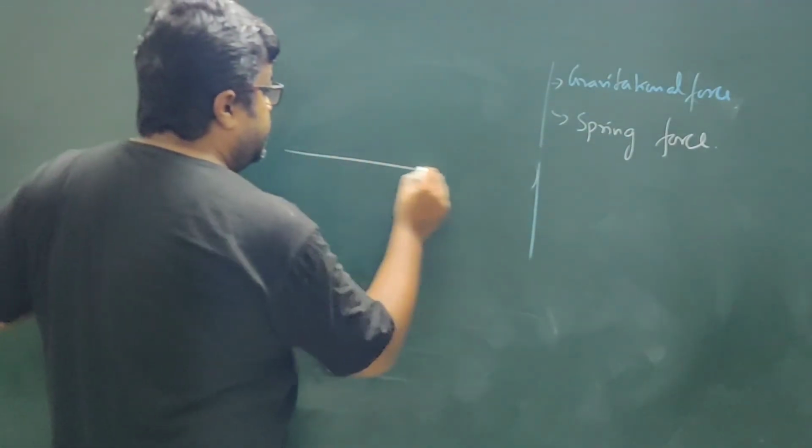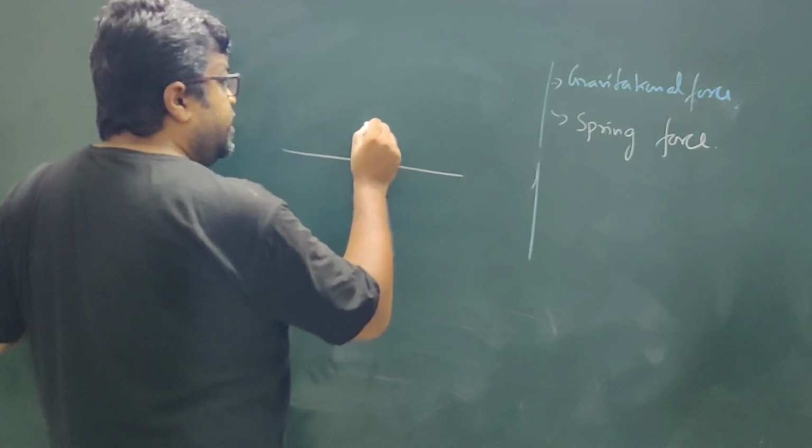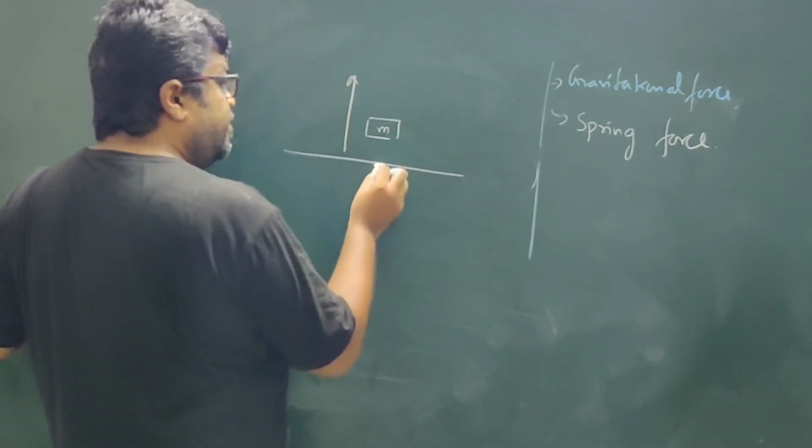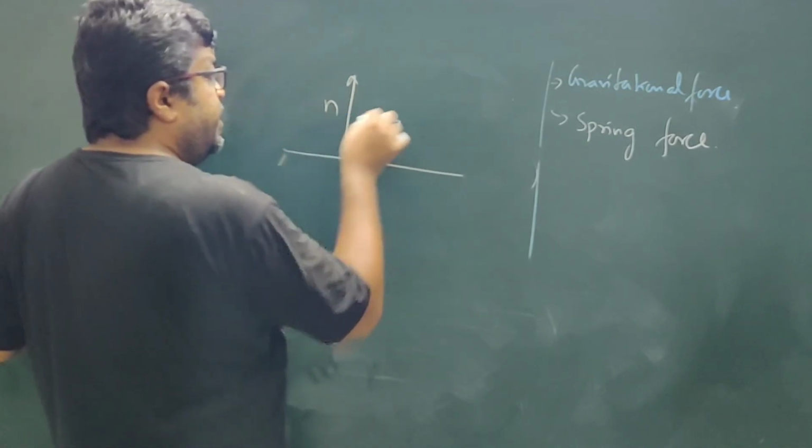Now suppose this is the ground level, and suppose this is a block of mass m. It is lifted from ground level through height h.